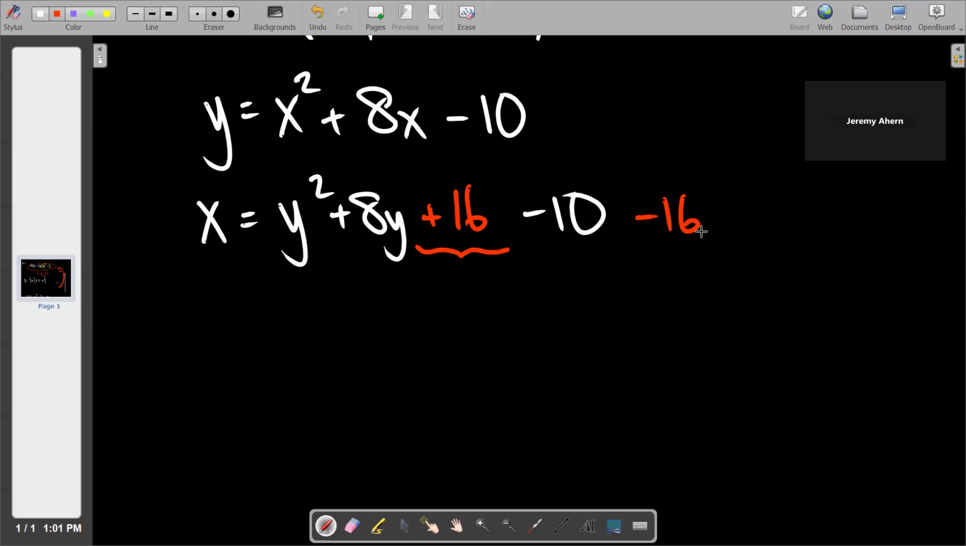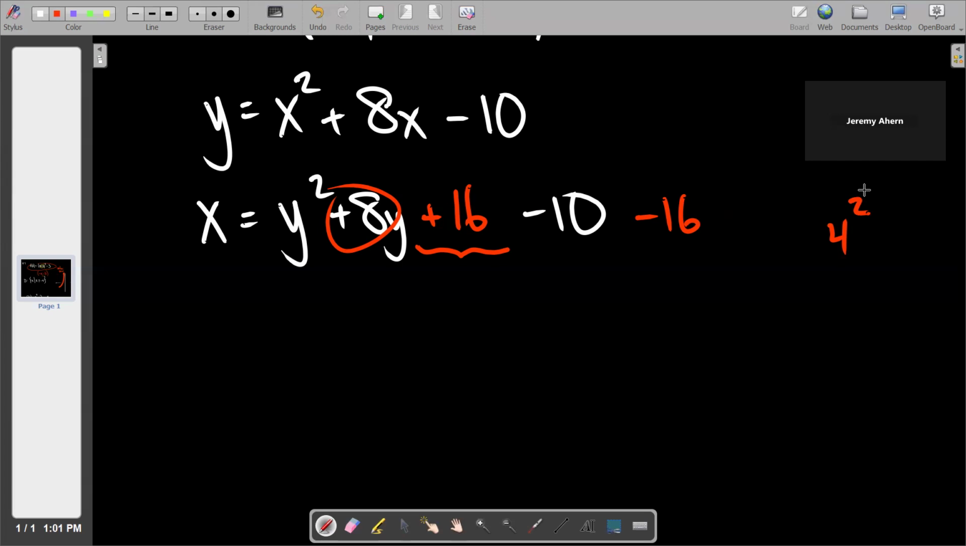By adding 16 and subtracting 16, it's like we were never here. So you take this number 8 and take half of it, which is 4, and then you square it, and that will always complete a square. That will always make what we call a square trinomial.